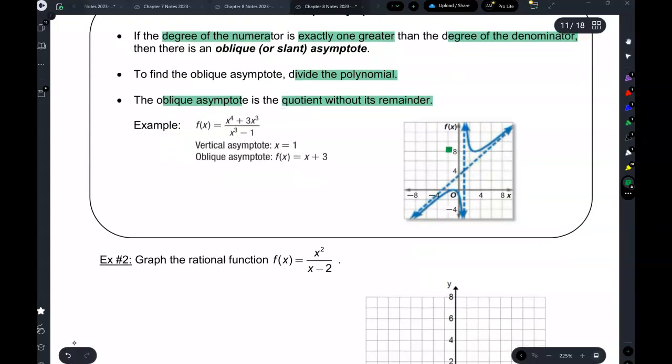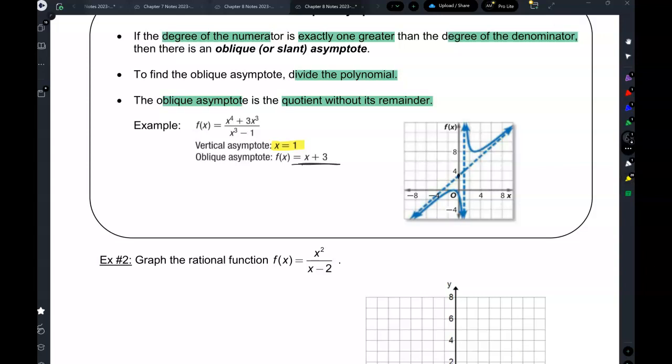Take a look at this one. This has a vertical asymptote at x equals 1, as you can see. It has an oblique asymptote of y equals x plus 3. And we know how to graph y equals x plus 3. Here's the y-intercept. I go up 1 over 1. Look at that beautiful oblique asymptote. And then the graph follows the vertical asymptote and then the oblique asymptote in both regions.